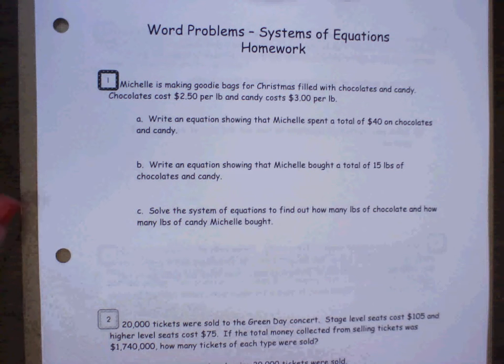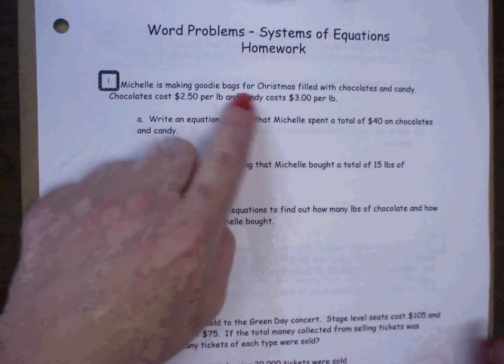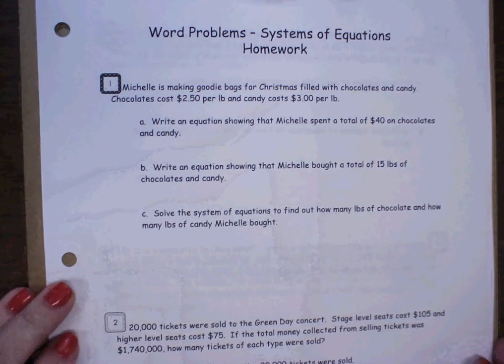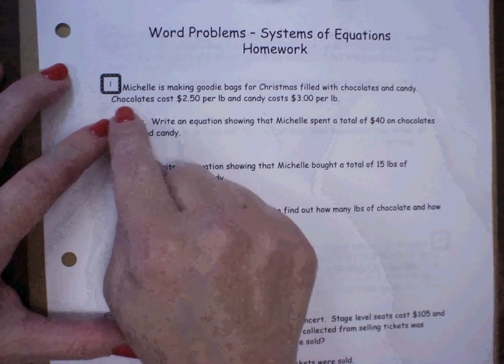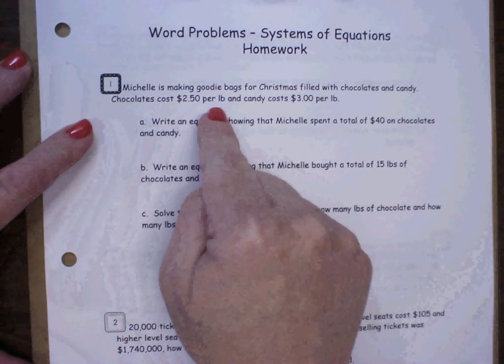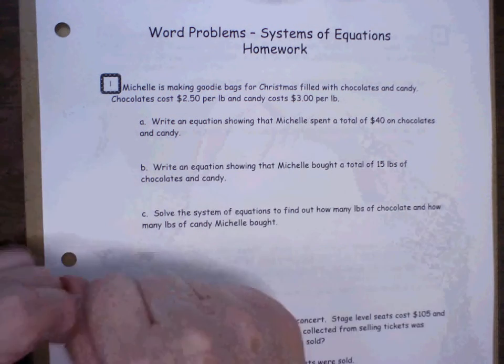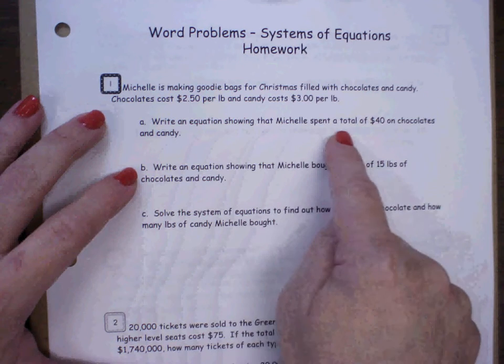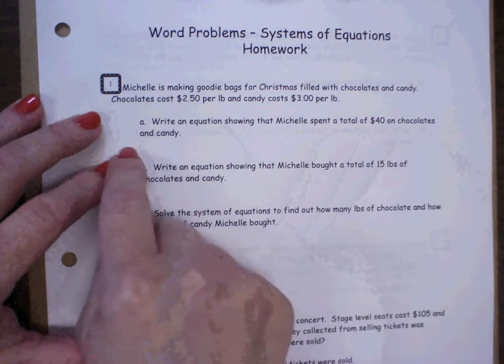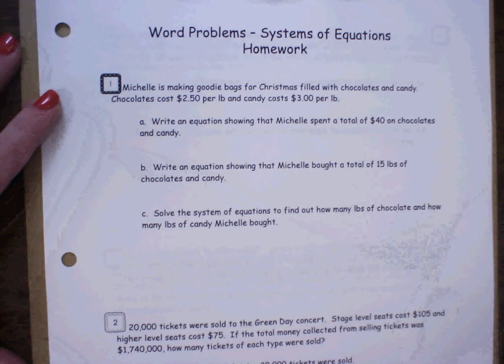All right, let's start. Michelle is making goodie bags for Christmas filled with chocolates and candy. Chocolates cost $2.50 per pound and candy costs $3 per pound. Write an equation showing that Michelle spent a total of $40 on chocolates and candy.